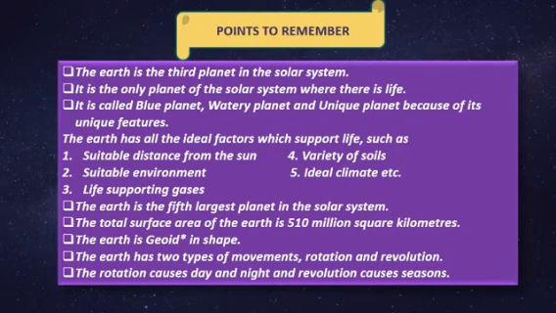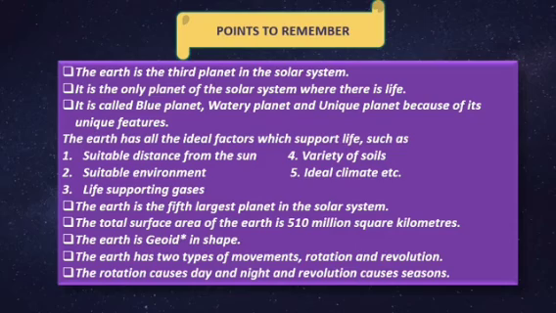Let us have a quick recap, children. Points to remember. The Earth is the third planet in the solar system. It is the only planet of the solar system where there is life. It is called blue planet, watery planet, and unique planet because of its unique features. The Earth has all the ideal factors which support life, such as suitable distance from the Sun, suitable environment, life-supporting gases, variety of soils, ideal climate, etc.